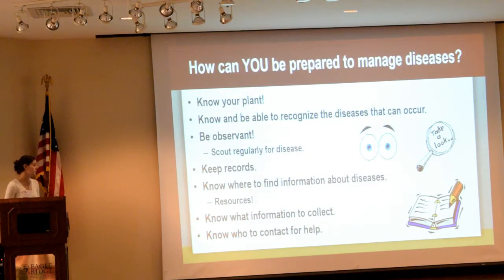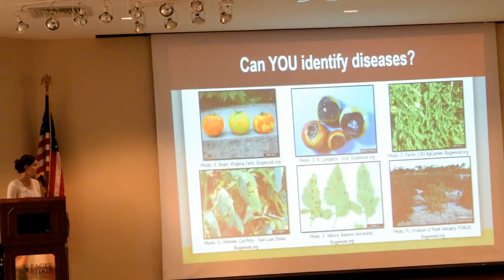Keep records, particularly if you're spraying fungicides or other products, temperature, humidity, what variety you're using. All that information can help you try and narrow down and identify what the disease problem is. Know where to find information about diseases. Know your resources. I'll talk a little bit about that later on. Know what information to collect, and I already mentioned that about varieties. Pay attention to the different types of symptoms so that you can describe them if you talk to an extension specialist or your county agent, and that goes along with knowing who to contact for help.